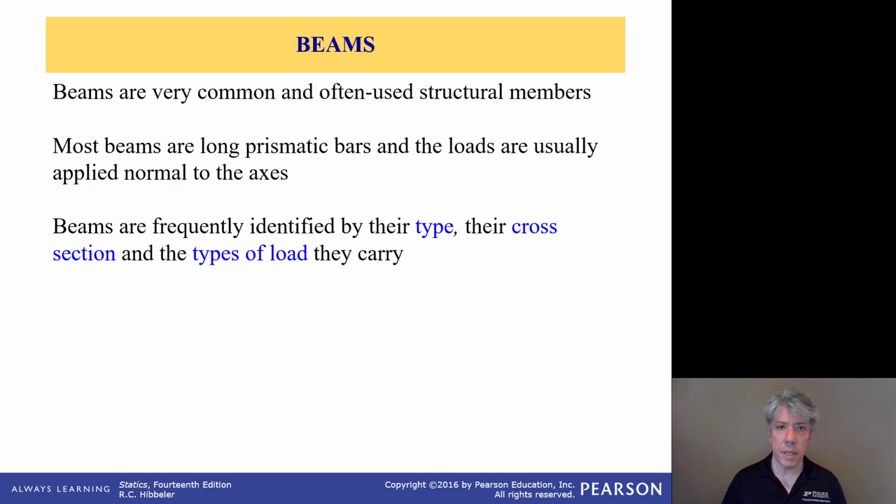Now, beams are exceedingly common and very often used in all types of structures. Technically, many things act as a beam that you may not think of as beams. For example, your kitchen counters can be looked at as beams. They're usually a constant cross-section extruded material where the material is pretty much uniform most of the time. The dimensions are usually much smaller in the cross-section versus the length of the beam. And the beams are often identified by their type or their cross-section or the type of load that they carry.